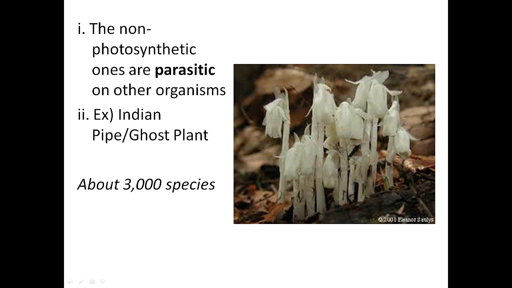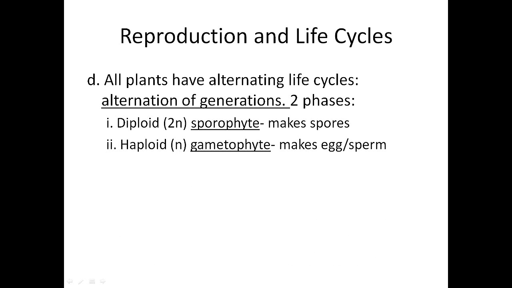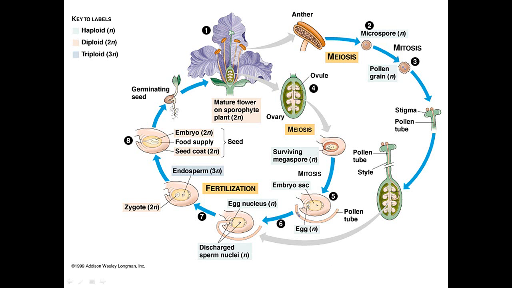Crazy. All plants go through a special kind of life cycle, and it's called alternation of generations. In this crazy life cycle, they have two phases. They go through a diploid, or a phase where they have their full amount of DNA. That's called a sporophyte, and the sporophyte makes spores. They also go through a haploid phase, where they have half their DNA. That makes a gametophyte. That sounds like the word gamete, which suggests that that's the phase in which they make egg and sperm. Here is what the alternation of generations looks like.